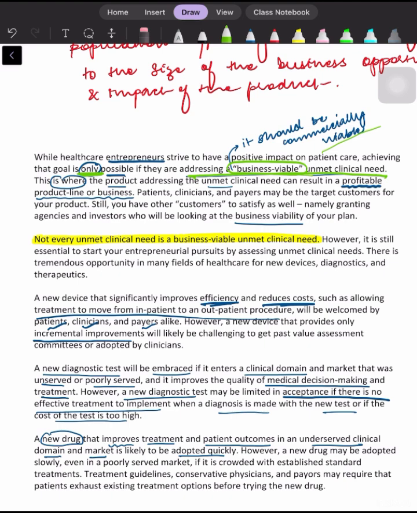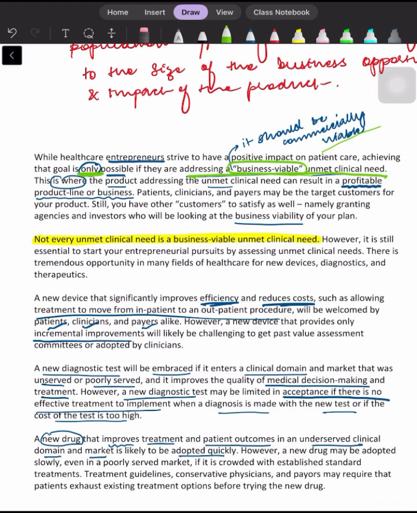So, everyone's going to be waiting for their paychecks, right? This is where the product addressing the unmet clinical need can result in a profitable product line of business, when we sit together, brainstorm, and not only bring a solution to an unmet clinical need, but also look at it as a commercially viable project.